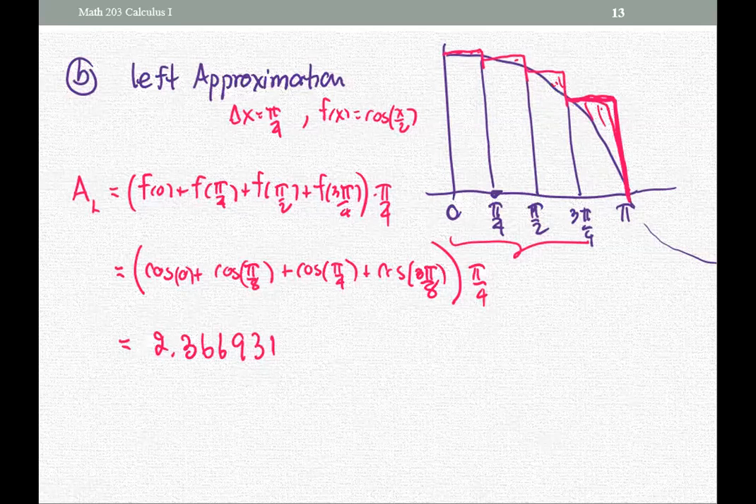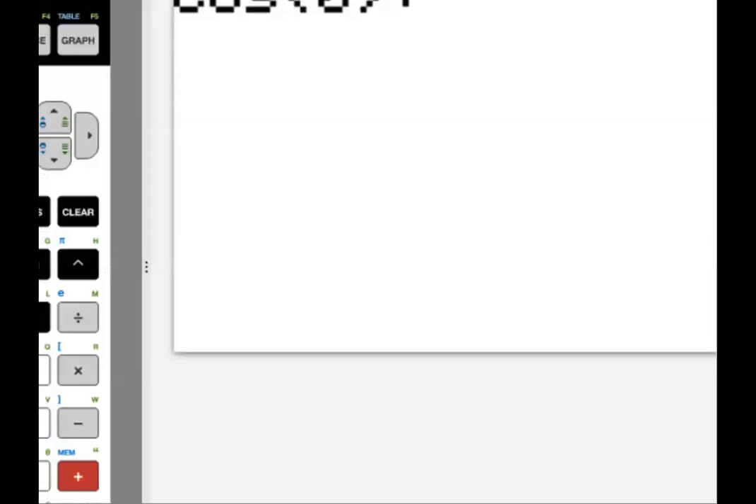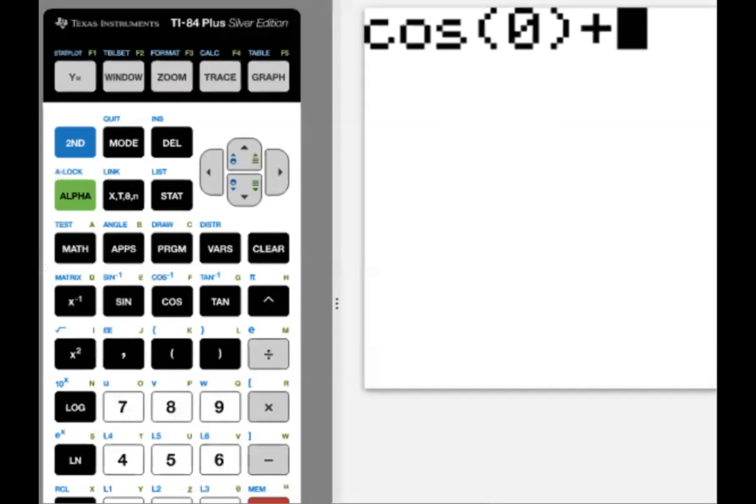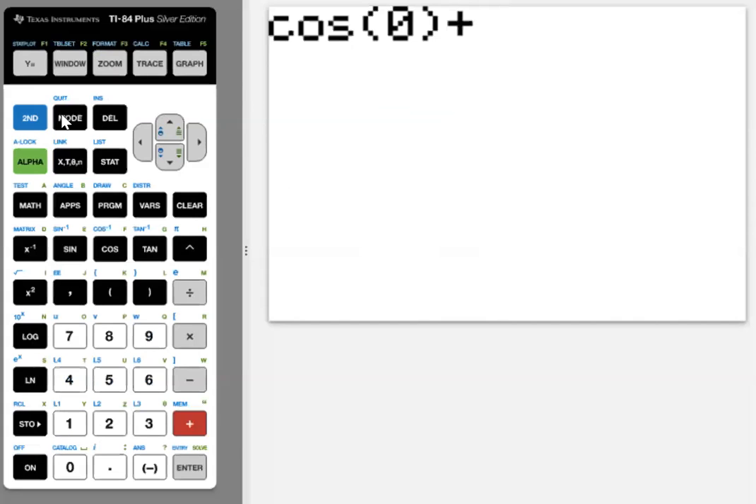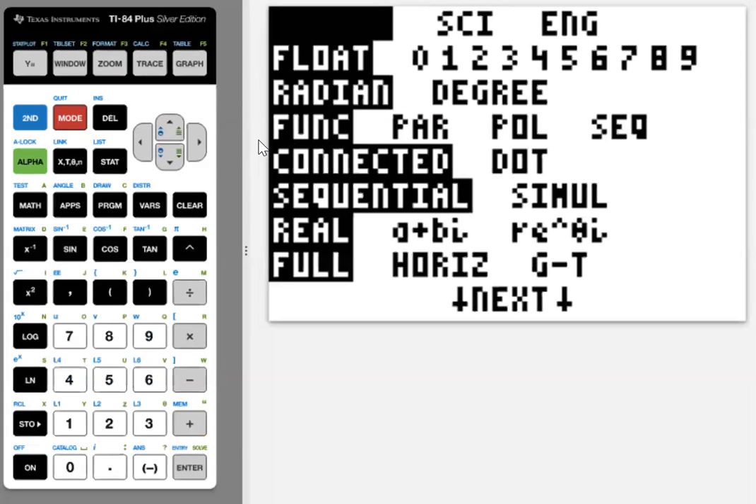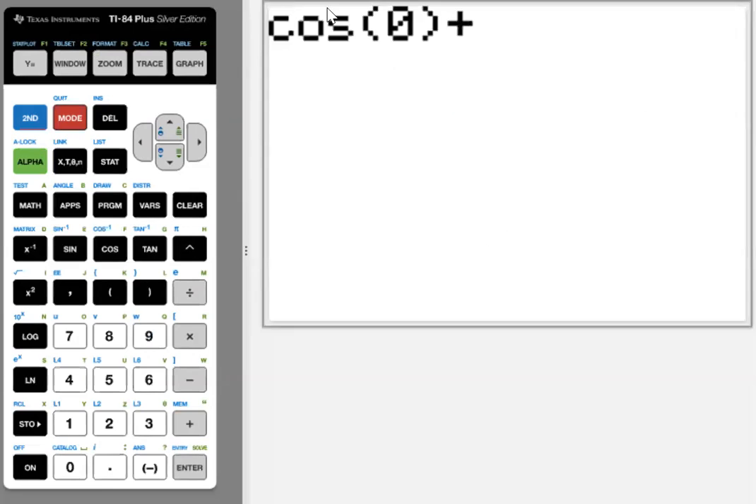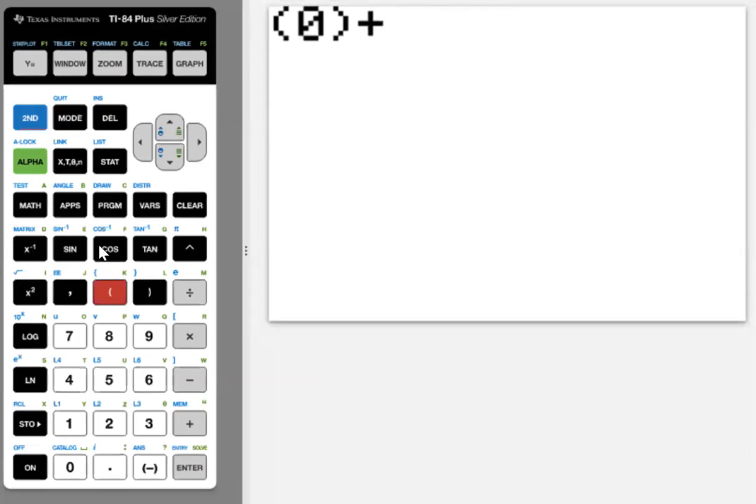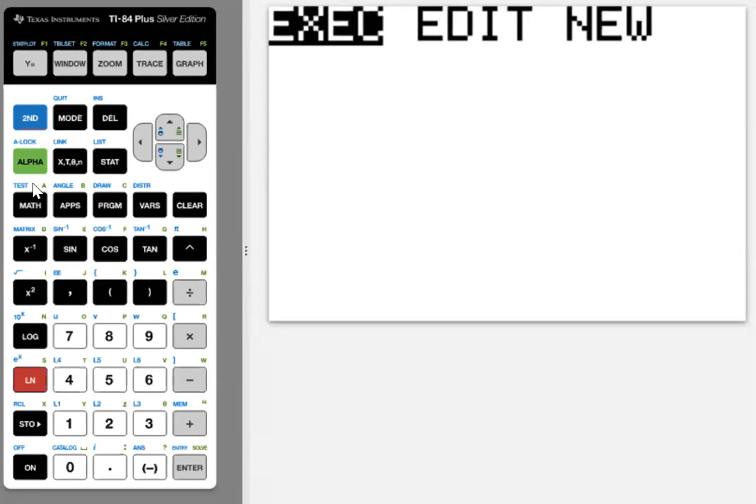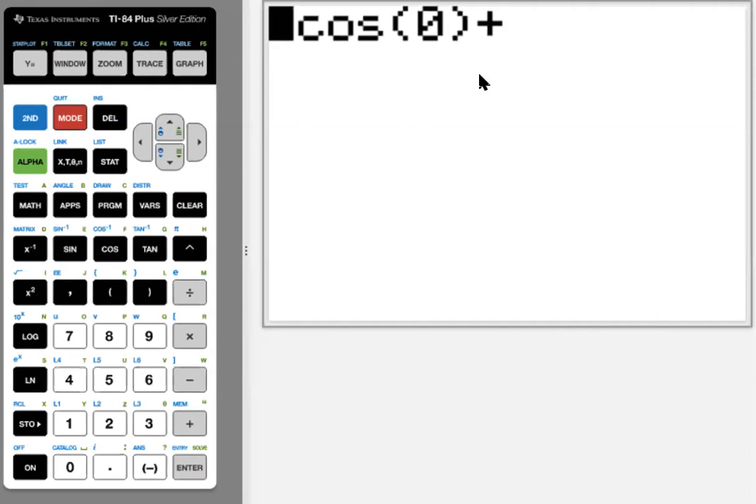Let me see if I can manage this. This is my TI and I'm sharing it. I checked the mode is already in radian mode, so I'm good to go. Second, quit, and I'm computing the value. Since I am going to find the sum, I put the parentheses and cosine of 0 plus cosine, oops, wrong one. I cannot use this, so go back, clear, quit.